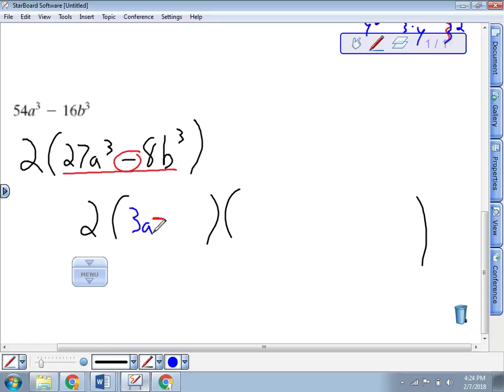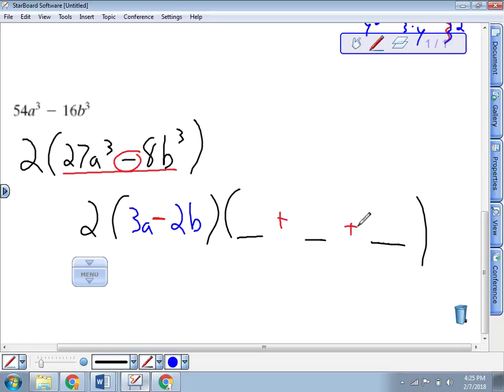And then for my 8, we know that that's 2, and then b is the cube root of b to the third. So 2b times 2b times 2b is 8b to the third. 3a times 3a times 3a is 27a to the third. Now we just have to fill in our 3 values right here. We know our signs: same, opposite, always positive.